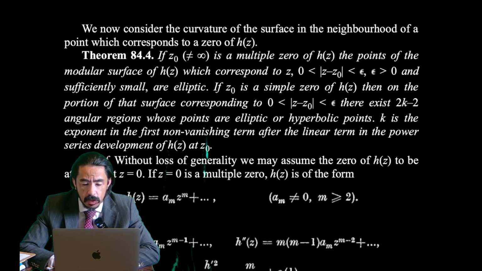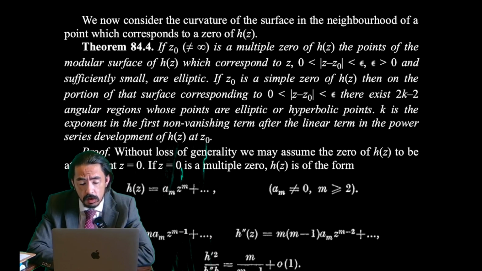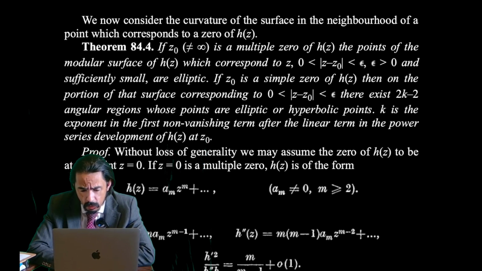If z0, again not an infinity point, is a multiple 0 of h of z, the points of the modular surface of h of z which correspond to z, where we have this, I don't know, you would call it like a disk in the complex plane, 0 is less than the modulus or magnitude of the difference between z and z0, so z minus z0.